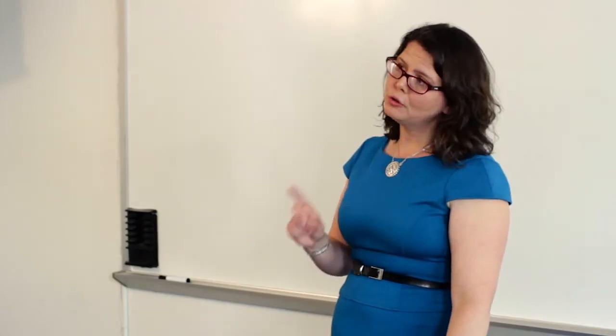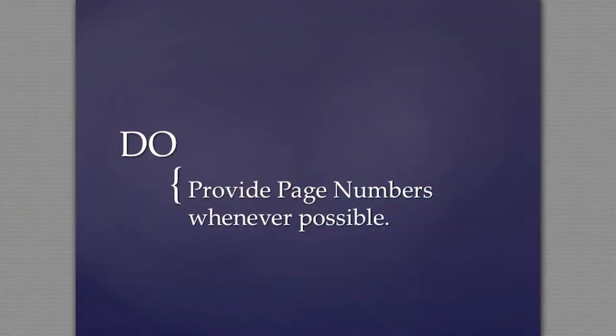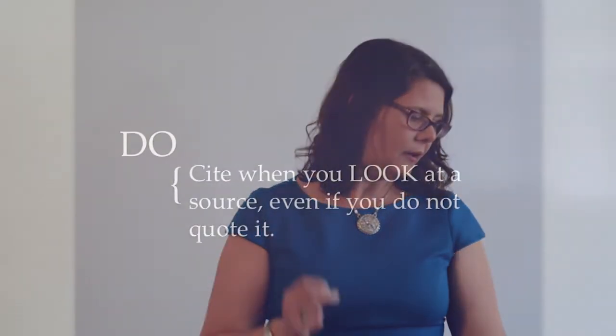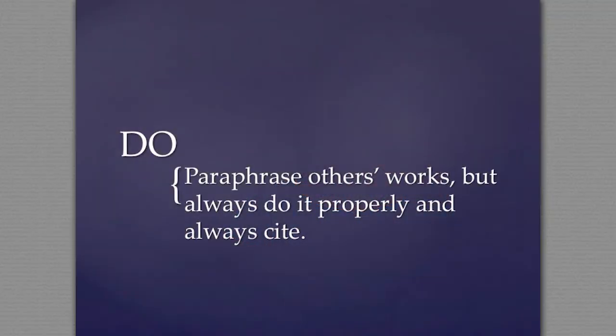Let me offer some do's and don'ts when you're trying to avoid plagiarizing. Do use quotation marks when you use the original words of another person. You'll note some of these are a little bit redundant, but I want them in your head. Do provide page numbers whenever possible. Page numbers are a key part of your citation. Do cite when you look at a source, even if you don't quote it. This is the paraphrasing idea. Do paraphrase other people's works, but always do it properly and always cite. So always cite when you paraphrase.